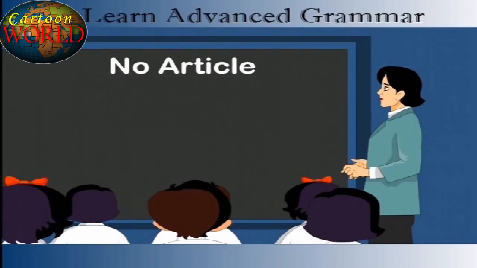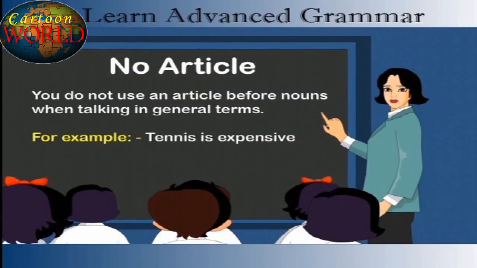No article. You do not use an article before nouns when talking in general terms. For example, tennis is expensive.